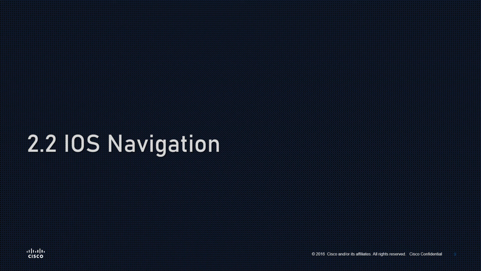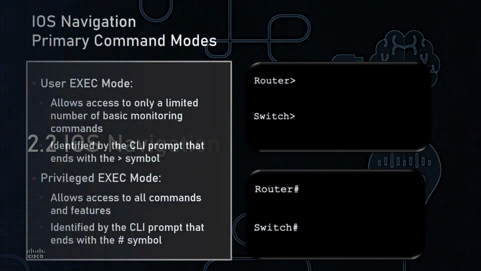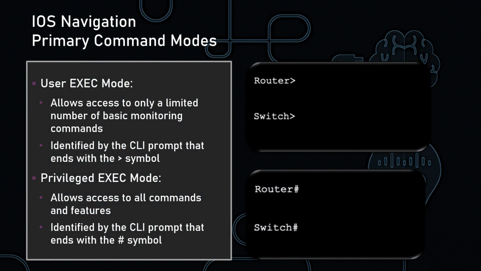Now, once we're in, how do we get around? Well, we have to deal with what are called modes. The one that we see when we first log in is called user exec mode. It's an abbreviation for executable. So user exec mode allows access to a limited number of monitoring commands. We can see just kind of what's going on.